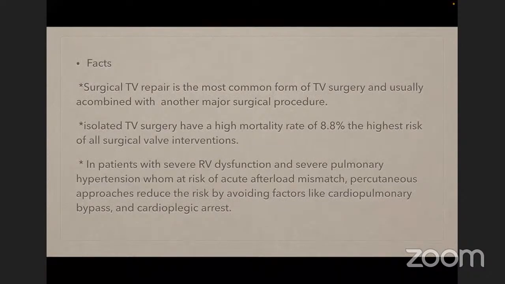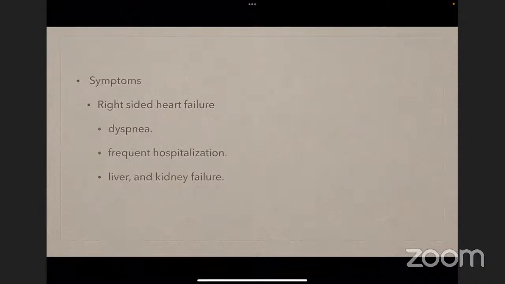These are some facts I found interesting to share. Surgical tricuspid valve repair is the most common form of tricuspid valve surgery, and is usually combined with another major surgical procedure. Isolated tricuspid valve surgery has a high mortality rate of 8.8%, the highest risk of all surgical valve interventions. In patients with severe right ventricular dysfunction and severe pulmonary hypertension, we should consider transcatheter valve replacement rather than surgical replacement to reduce the risk of afterload mismatch by avoiding factors like cardiopulmonary bypass and cardioplegic arrest. The symptoms were mentioned already. They are symptoms of right-sided heart failure.